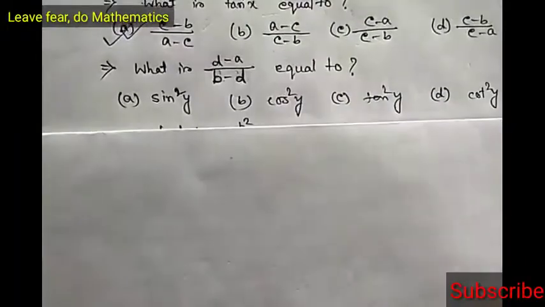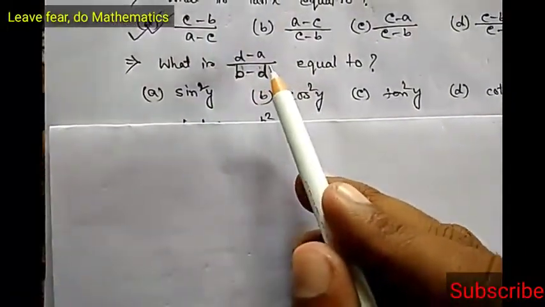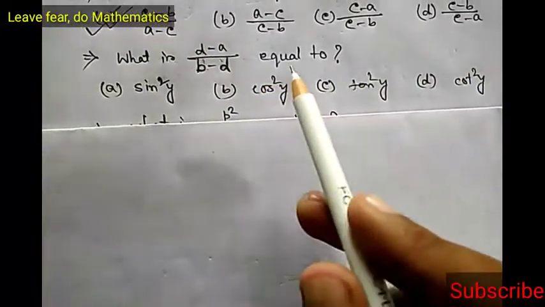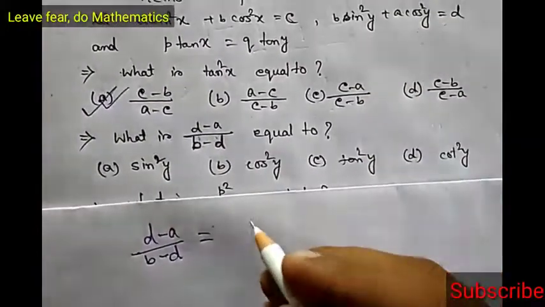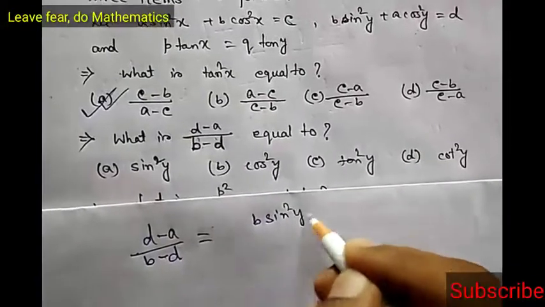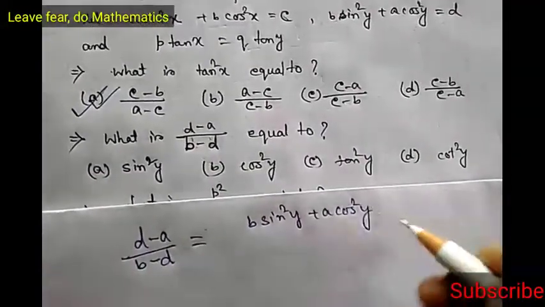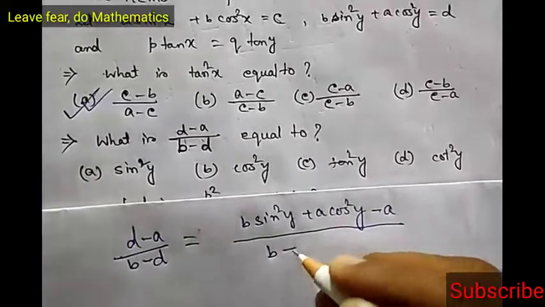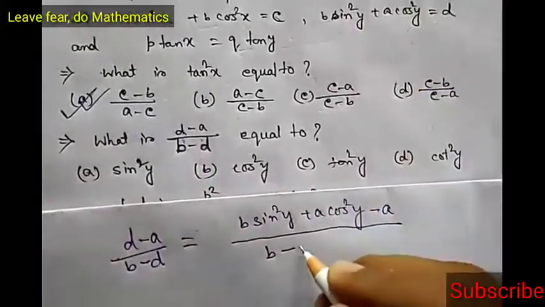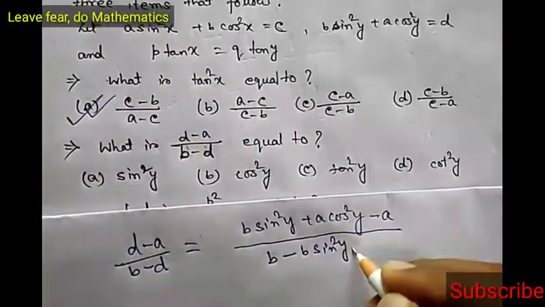Now let us move to the next problem. What is d minus a over b minus d equal to? Now we have to find what d minus a over b minus d equals. Instead of d we put b sin square y plus a cos square y. So put b sin square y plus a cos square y instead of d. And d minus a is this, over b minus d. So instead of d we put this, so we will have minus b sin square y minus a cos square y.